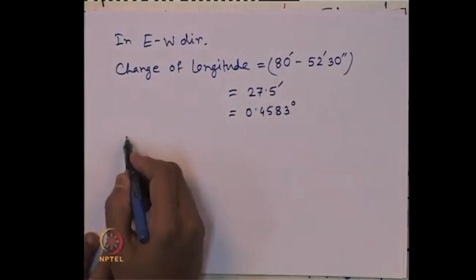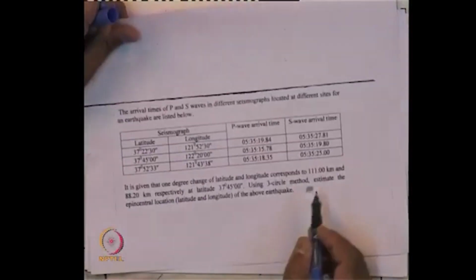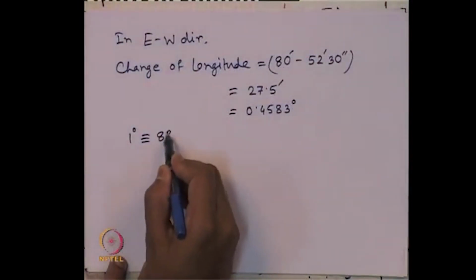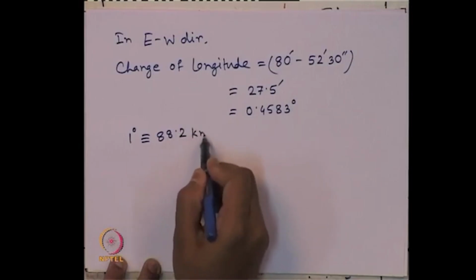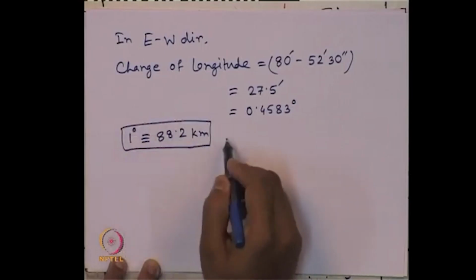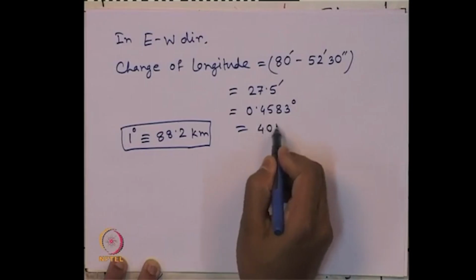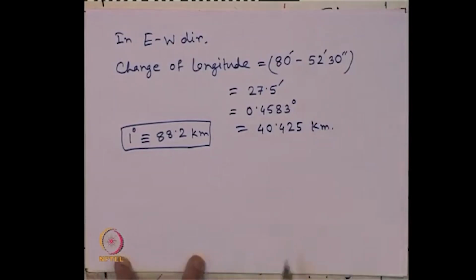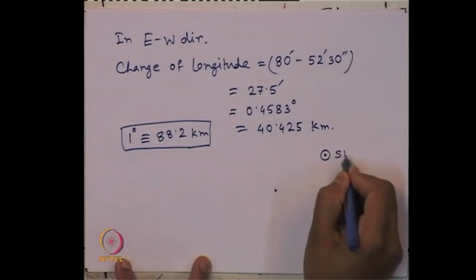Now, what is given? 1 degree is equivalent to how many kilometers of change? In the case of longitude, it is 88.20 kilometers. So, 1 degree is equivalent to 88.2 kilometers. So, with that given information, we can write this 0.4583 degree corresponds to 40.425 kilometers.